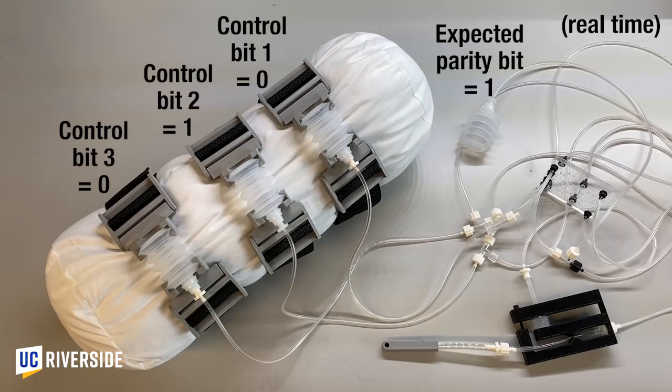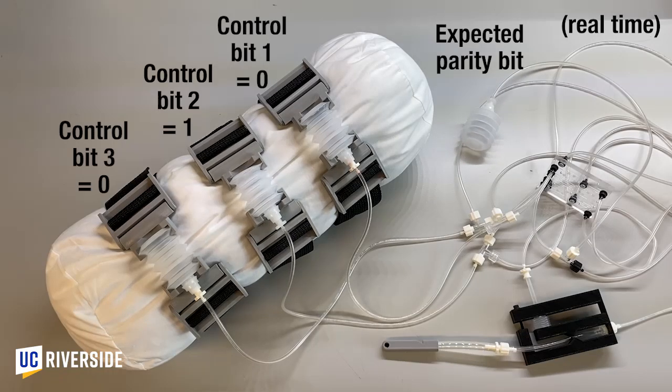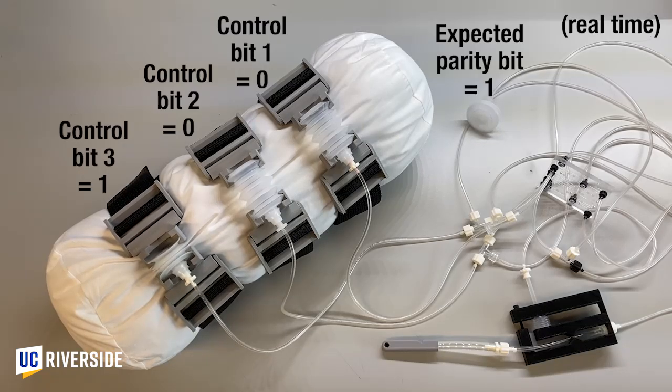When control bit 2 is under vacuum, there's still an odd number of control bits under vacuum, so the expected parity bit is again 1, or under vacuum. Finally, when control bit 3 is under vacuum, the expected parity bit is 1 once more.